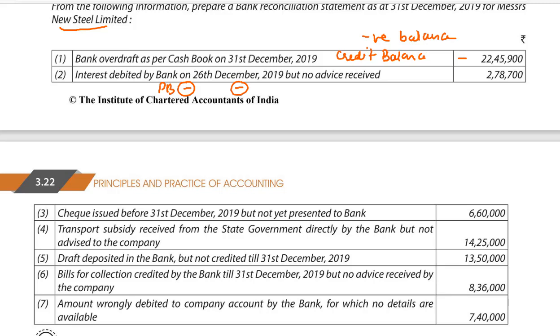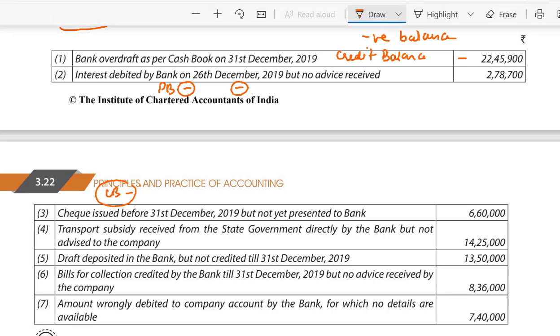Third, check issued before 31st December 2019 but not yet presented to the bank. Check issued means in the cash book it is minus. Now in the cash book it should be plus 6,60,000. Transport subsidy received from the state government directly by the bank but not advised by the company.